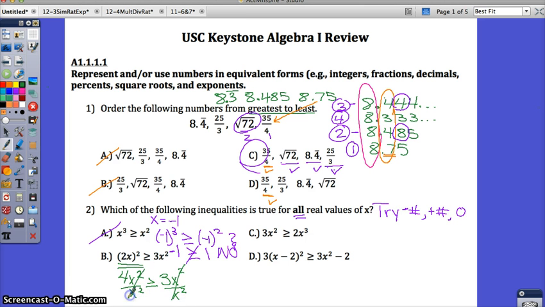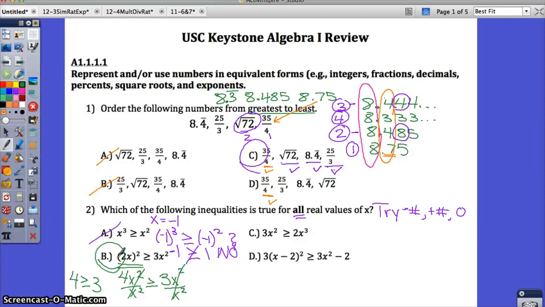Those cancel, and I'm left with 4 is greater than or equal to 3. Ask yourself, is that true? Is 4 greater than or equal to 3? Is it sometimes true? Is it always true? Is it never true? Well, 4 is always greater than or equal to 3, so B is going to be your one that is true for all real values. When you solved it, you found out that this was an identity. This works out to be true for all real values.